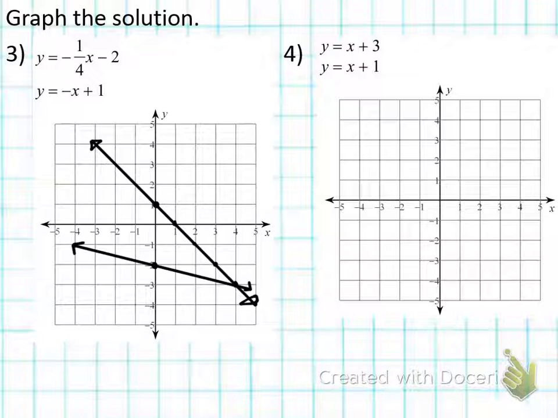Draw my lines, okay? Now finish up and tell me what the solution is. I'll come around and check your work right now. So this one, looking here, it's (4, -3). That's your solution. And on this (4, -3), what does this mean?